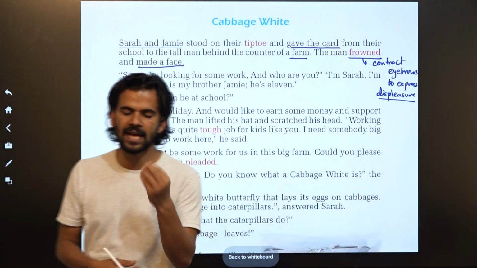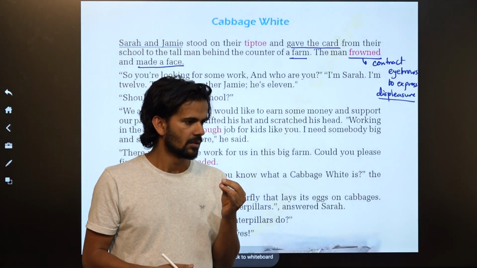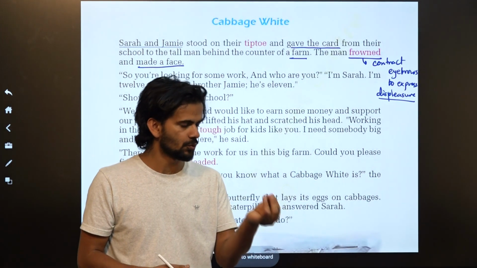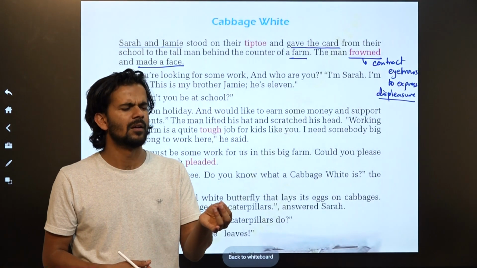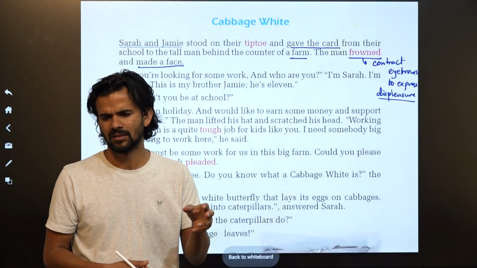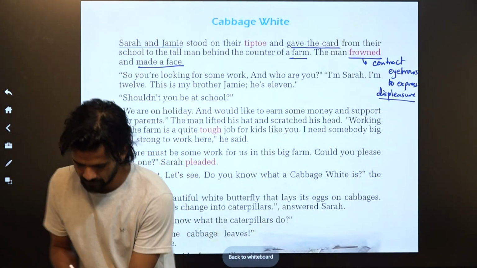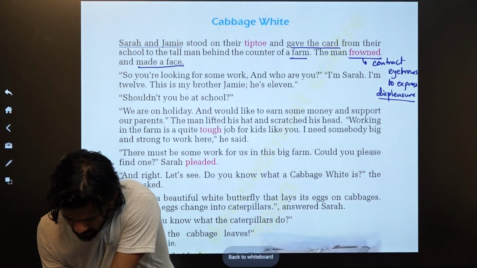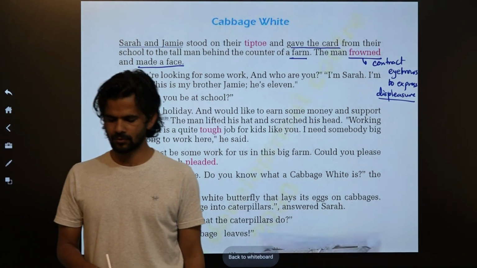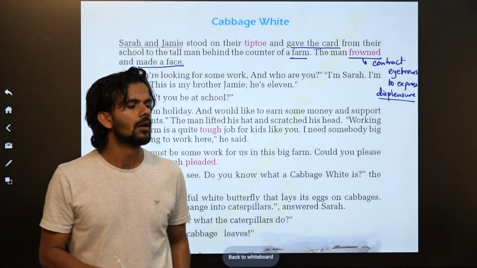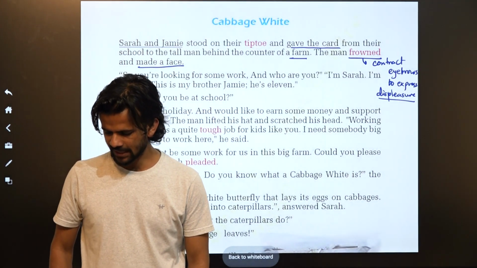Making a face means you are not happy. You are not accepting it. By making a face, you show that you are not happy about it. To show some kind of contempt. Make a face. So you are looking for some work. And who are you? So that man asked, okay, so you are looking for something to do, right? And who are you? Asks the man.